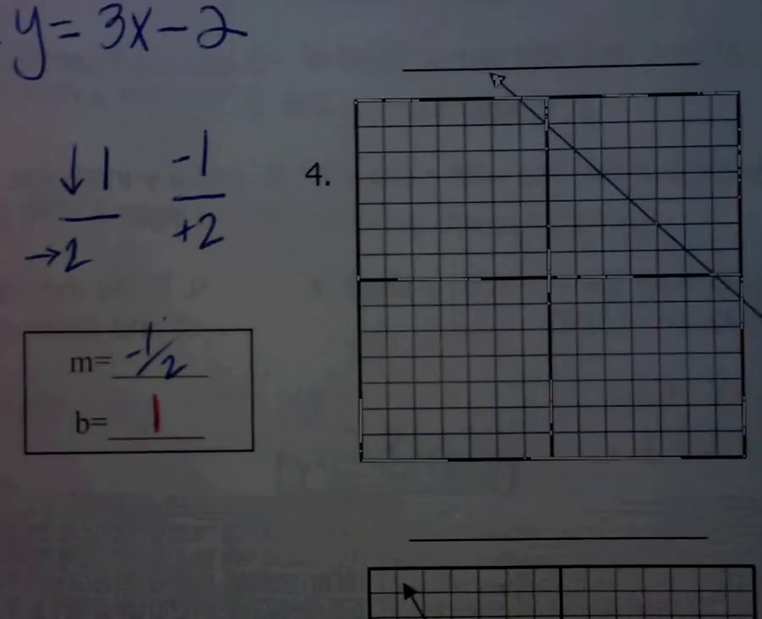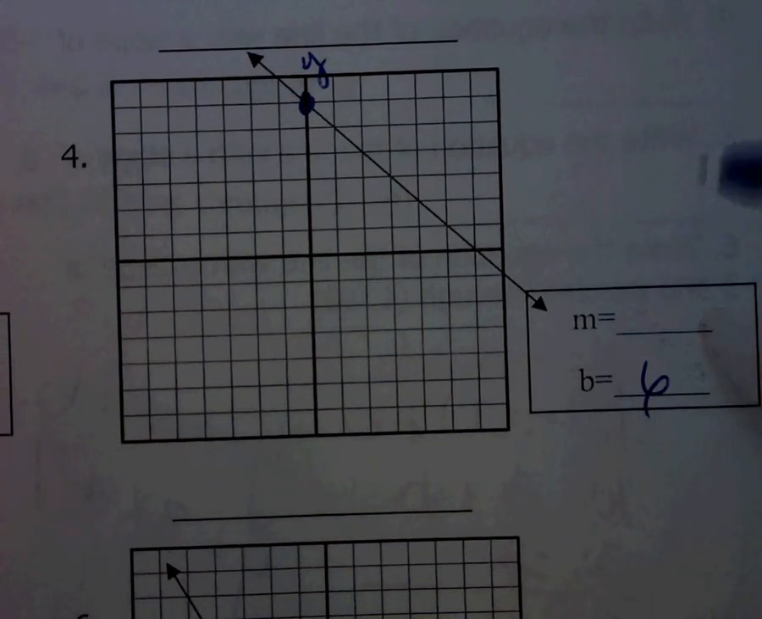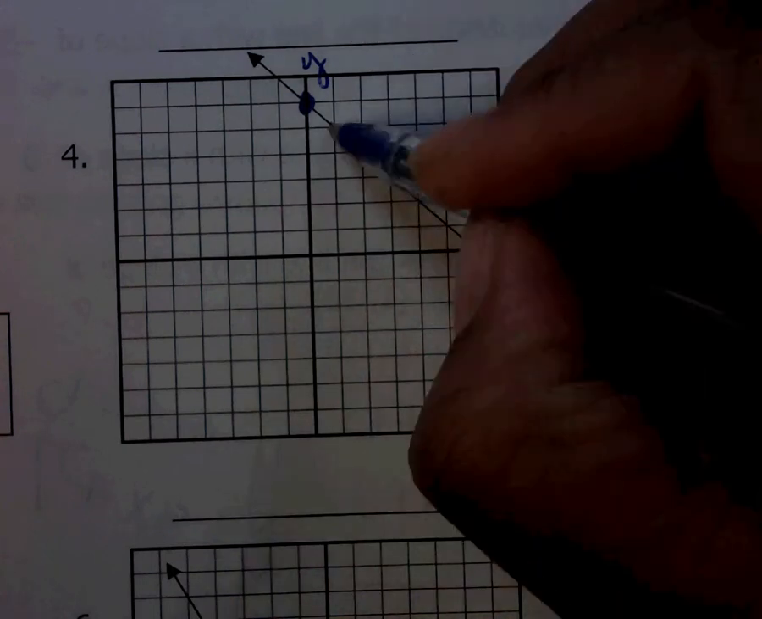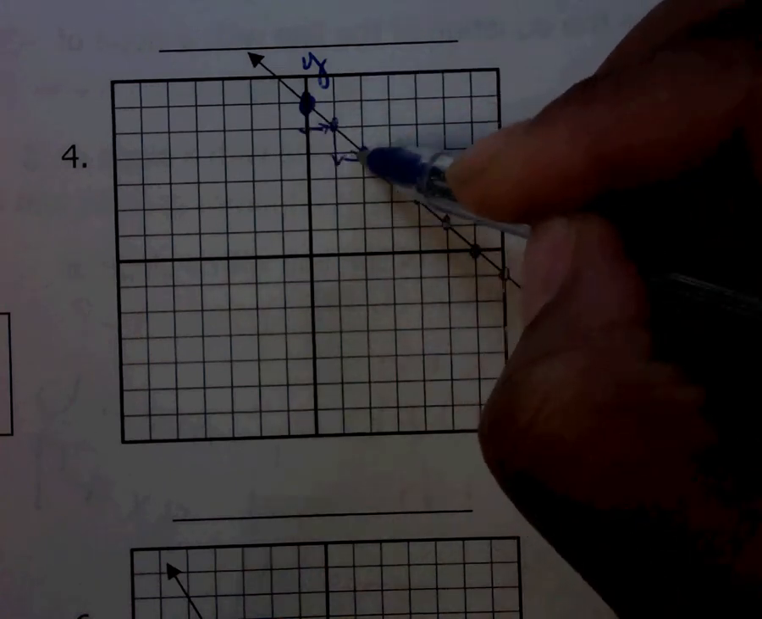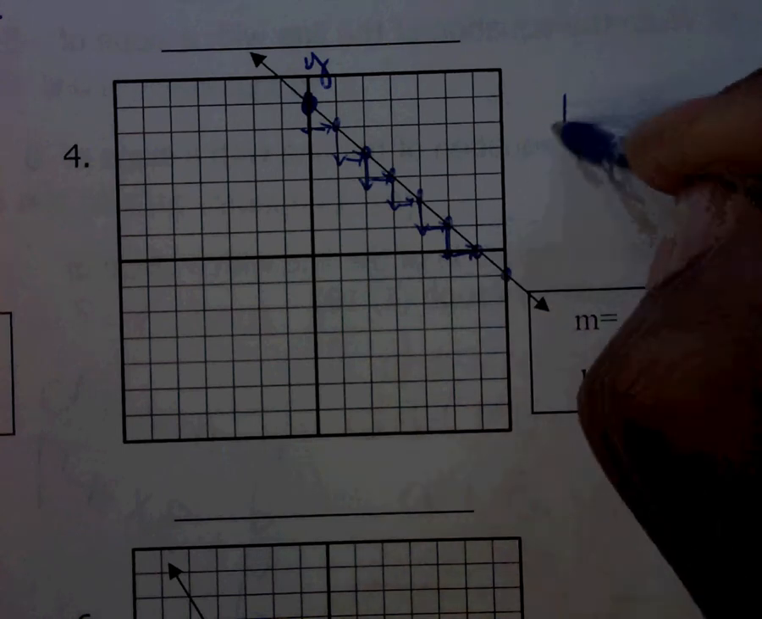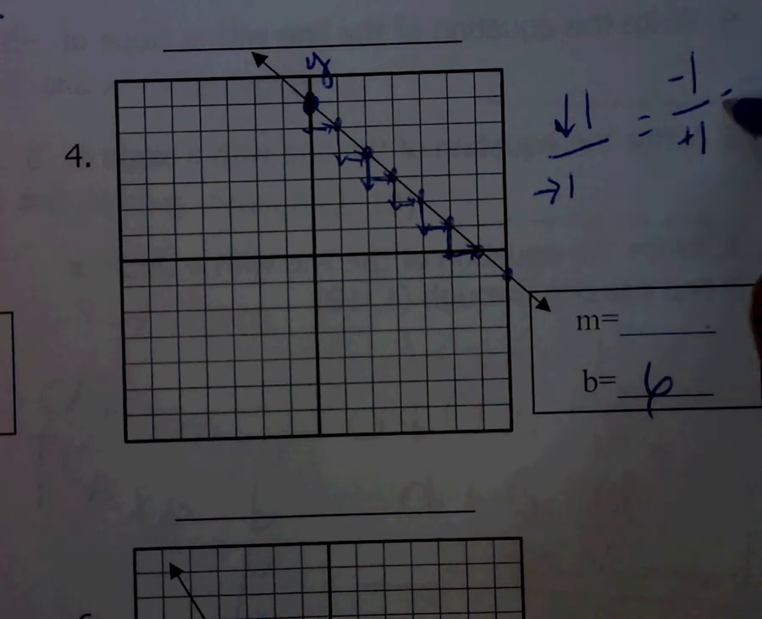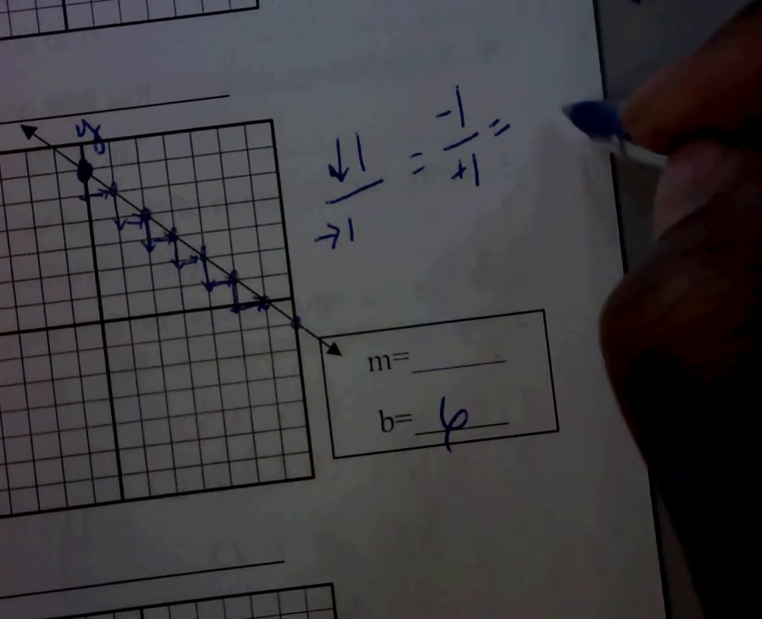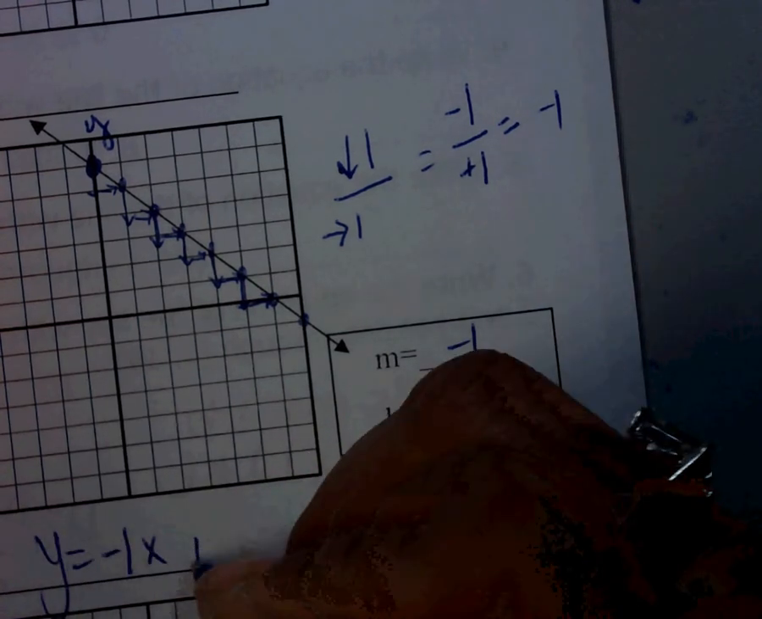Now let's do number 4, because you guys struggle with the negative slopes. So my b is 6. It's on the y-axis. And I need to find the slope. I noticed this one hits right through the middle a lot of times. And I also notice it's going down one, right one, repeatedly. Down one over right one means negative one over positive one equals a negative one slope. And now that slope is negative one, y equals negative one x plus 6.